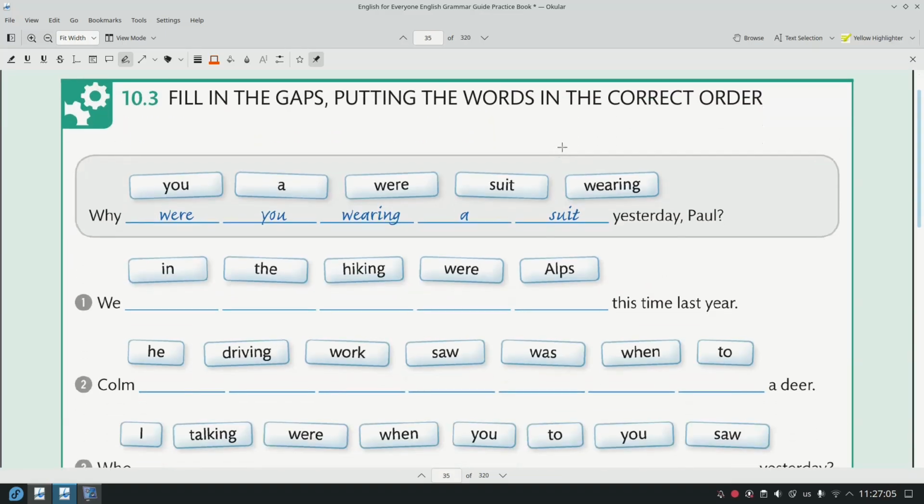Fill in the gaps, putting the words in the correct order. The first one is done. Why were you wearing a suit yesterday, Paul? Number 1. I will give you some time to complete this sentence, then I will help you. This time last year, we were hiking in the Alps. We were hiking in the Alps this time last year.